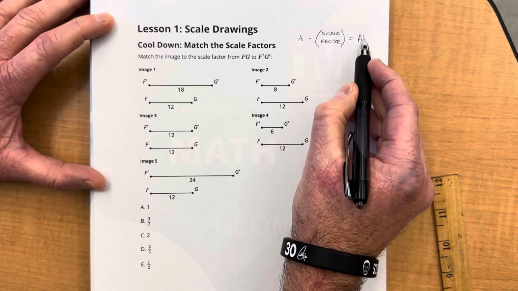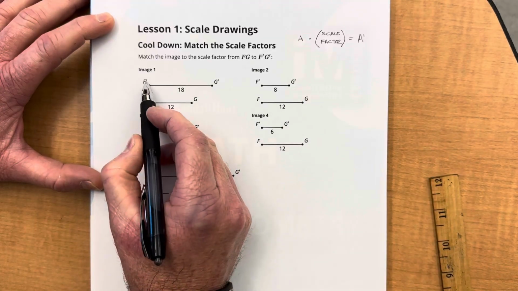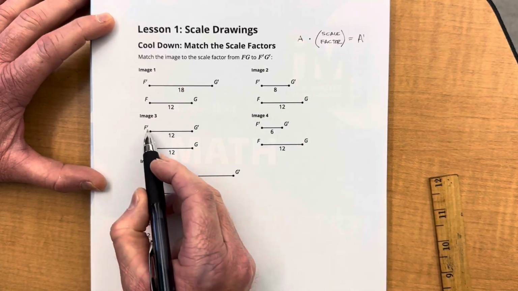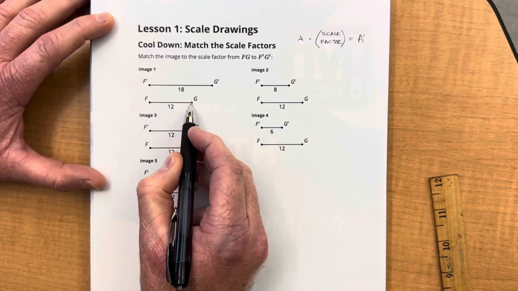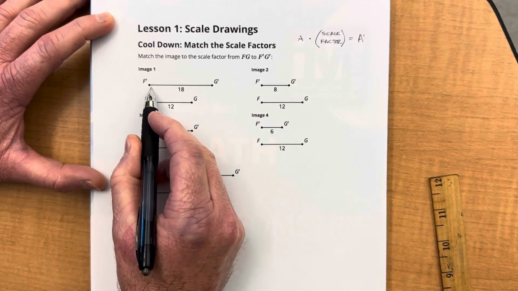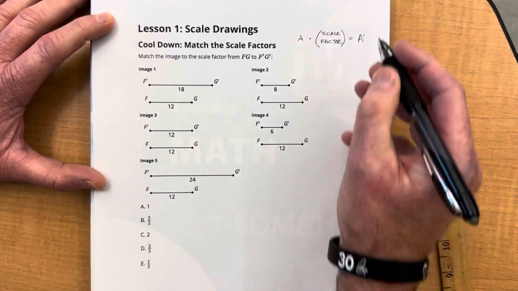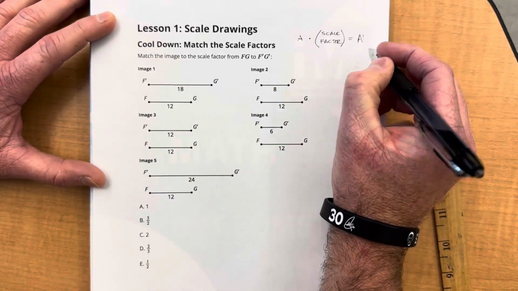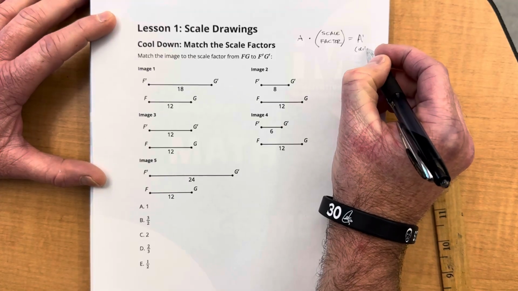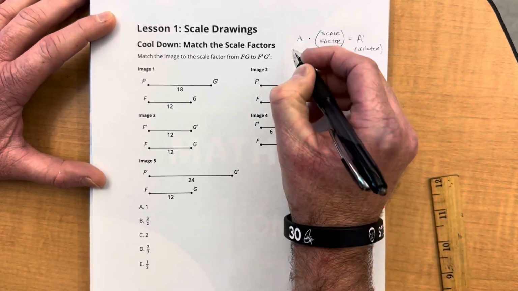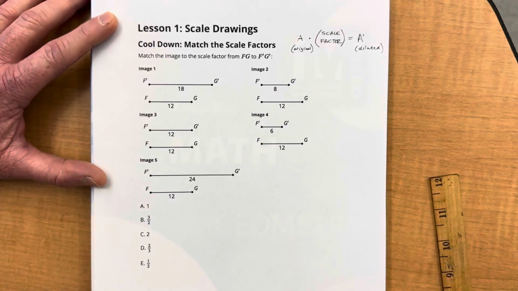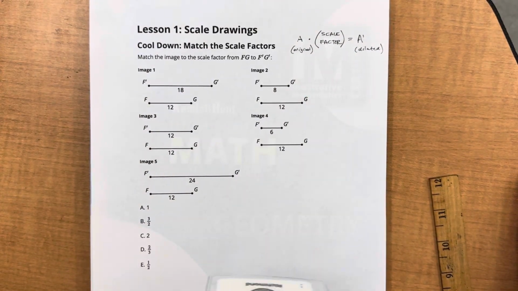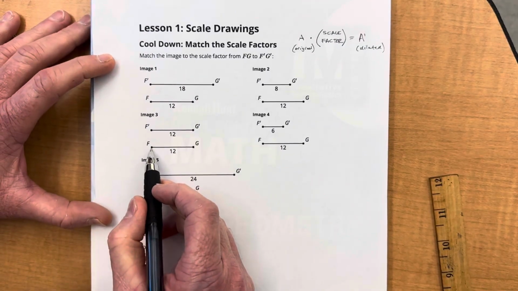And there's a prime here, there's primes here. So that's how you know which one is the original and which one is the dilated version. So I shouldn't say copy. This is the dilated version, and this is the original. So A times your scale factor equals A prime. All right, so let's knock out the easy ones real quick.